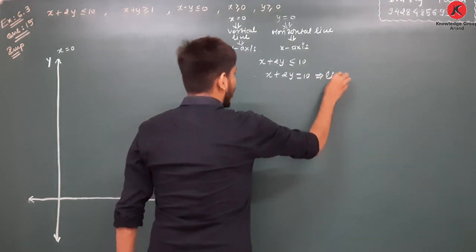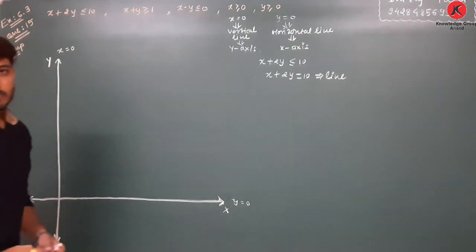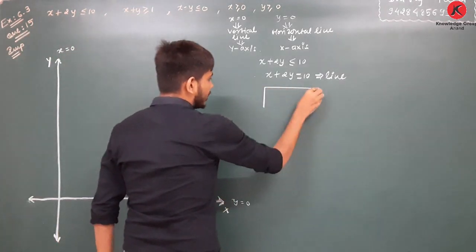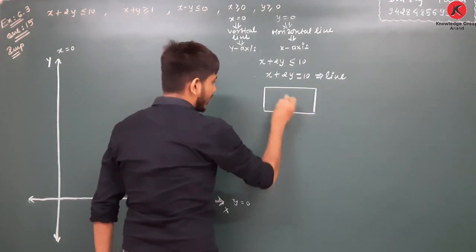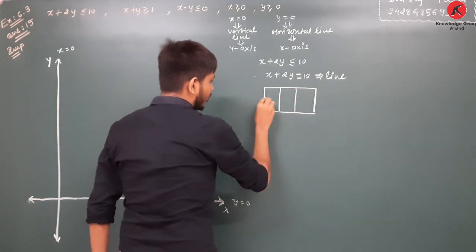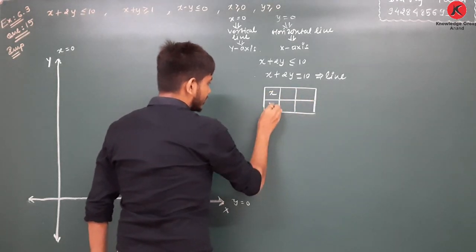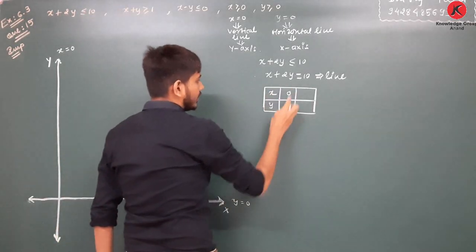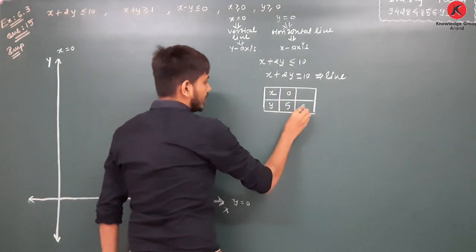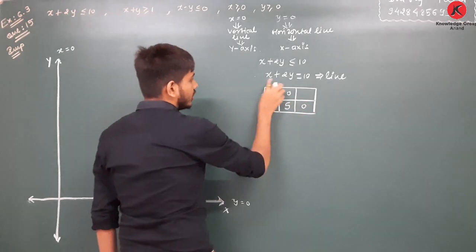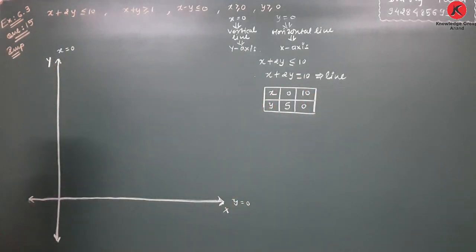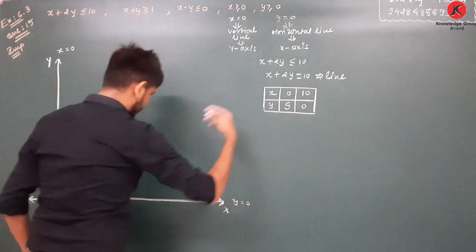We have to draw this line. How can we draw this line? By taking 2 points on the line you can draw the line. So suppose this is x, this is y. If I am taking x equals to 0, I will get y equals to 5. If I am taking y equals to 0, then x is equals to 10. So this line is passing through the points (0, 5) and (10, 0).